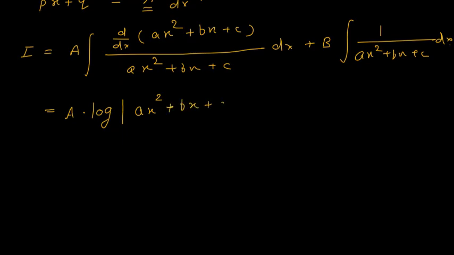So you will get a into log of denominator plus b into, here, 1 upon ax square plus bx plus c. So this denominator you will convert into the form of x square plus a square. Then the integration of 1 upon x square plus a square is 1 upon a into tan inverse x upon a. So it is in that form.